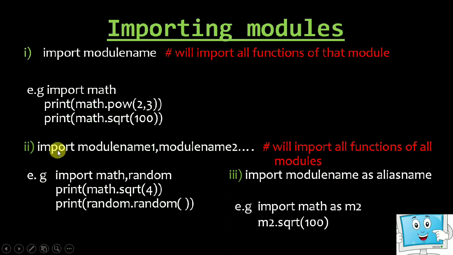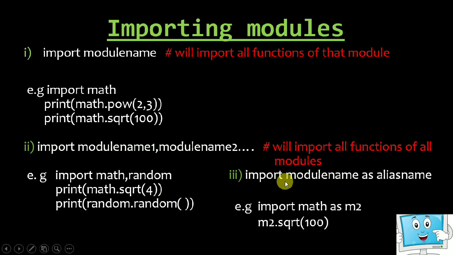Second method is import module name 1, module name 2. Sometimes it may happen that we want to use the functions of different modules. In that case we can import any number of modules by putting the import keyword and specifying the names of the modules. So in this case we have given import math, comma, random. Math is a separate module, random is a separate module. From the math module we have taken the square root function and from the random module we have taken the random function. In the random module there is a function which has the same name, that is the random function.